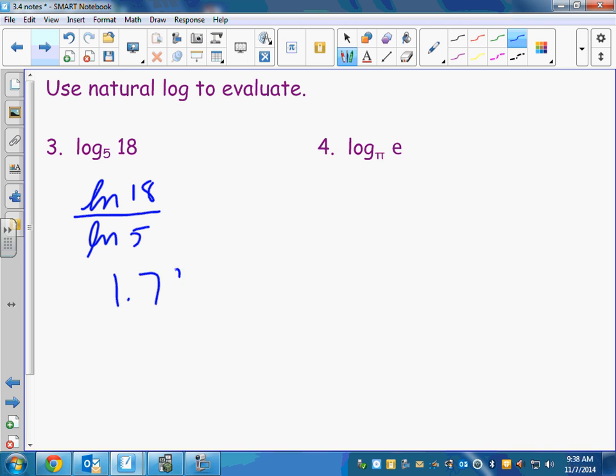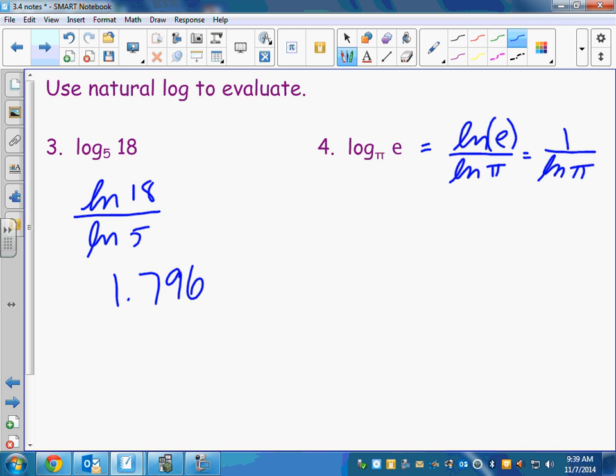Log base pi of e. I just want to point out this one you could actually simplify and leave. It looks kind of nice without typing in your calculator, because if you rewrote log base pi of e, that would be ln of e over ln of pi. And what is ln of e? 1. If you type that in your calculator, ln of e over ln of pi, you're going to get the same answer.